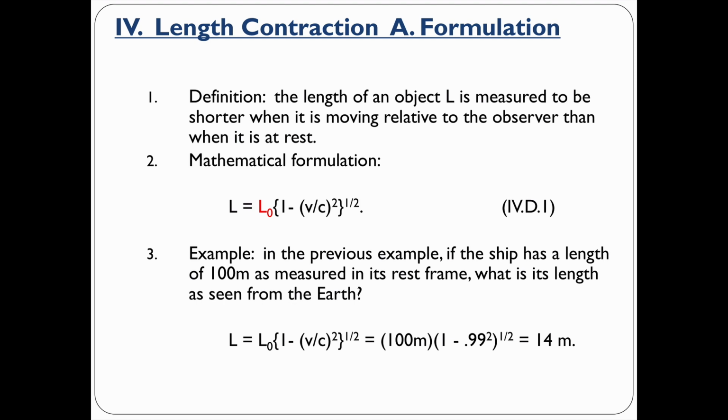So in the previous example, if the ship has a length of 100 meters as measured in its rest frame, what is its length as seen from the Earth? Well, since it's moving away, it's L naught times the square root of 1 minus beta squared, so it's shrunk by the same factor, to 14 meters. So as seen by the Earth, a 100-meter ship looks like it's 14 meters.